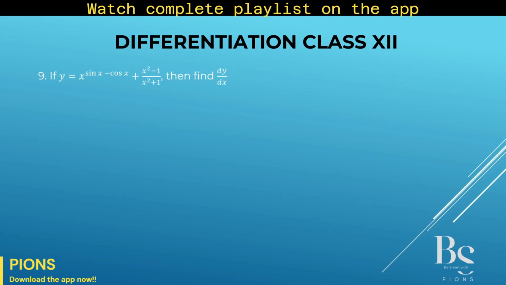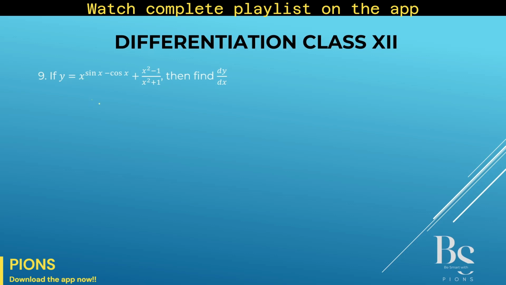Let's move to question number 9. Question number 9 says y equal to this, then find dy by dx. Again, it's a mixture of two questions. Okay, now this is important. Why is it important? Because this is a mixture of two things and again a conceptual thing. What is the biggest mistake students make in this question? They take log on both the sides. Okay, you don't have to take log.